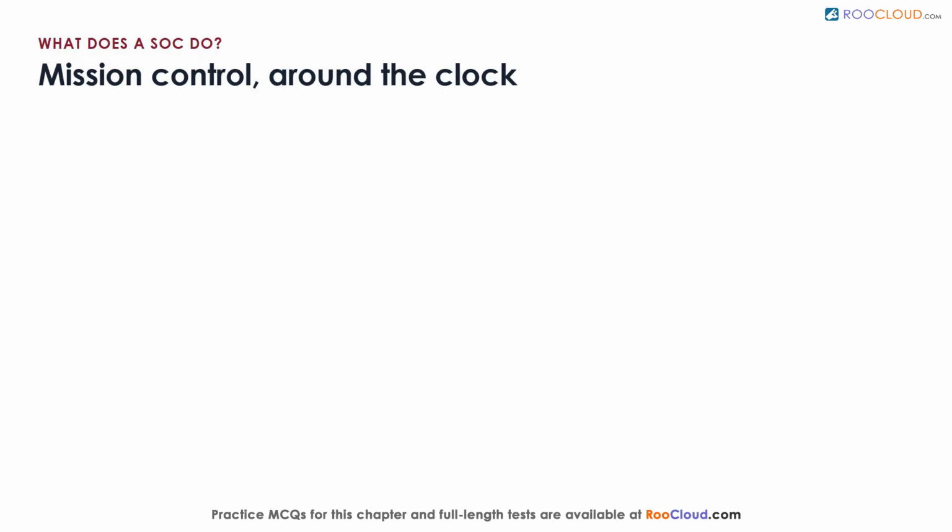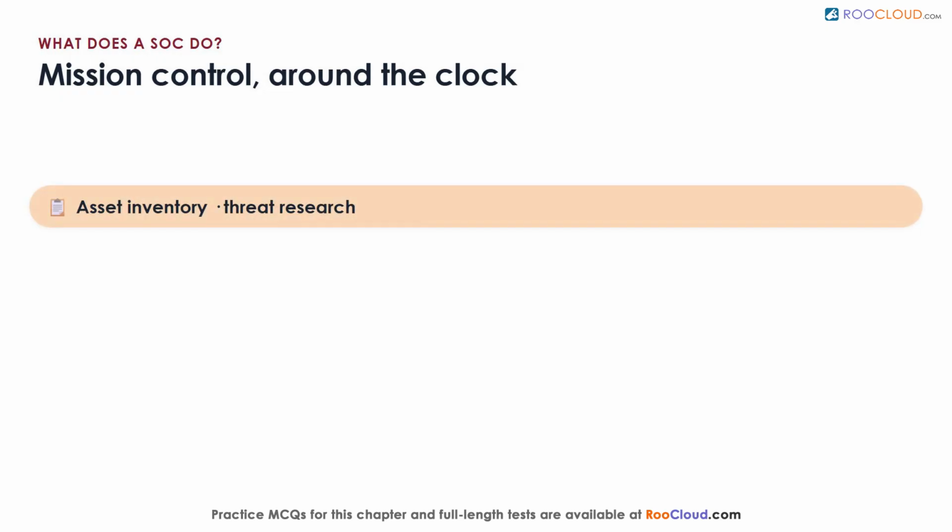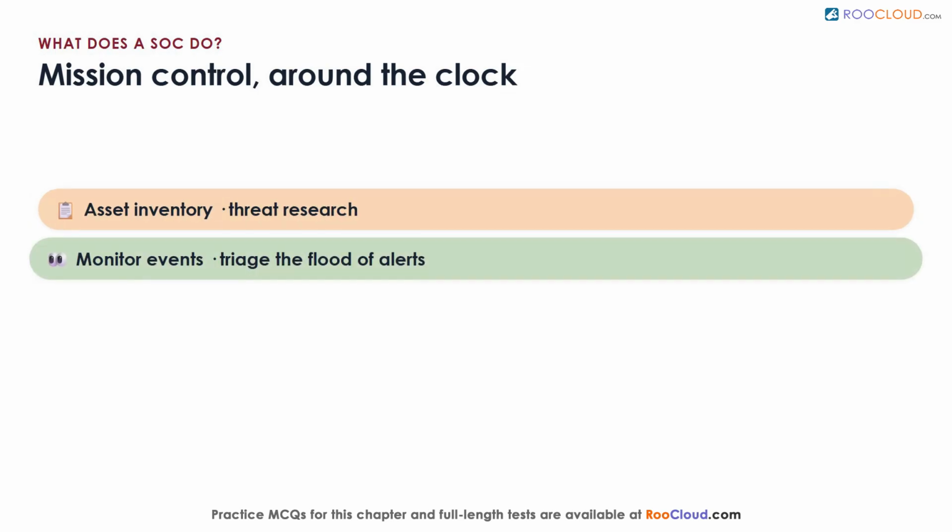What does a Security Operations Center do? It's a team that watches your whole estate around the clock. Think of it as mission control for security. It keeps an inventory of every asset worth protecting. It tracks the latest threats and monitors for events. It investigates and triages the flood of alerts. Not every alert is a real incident.